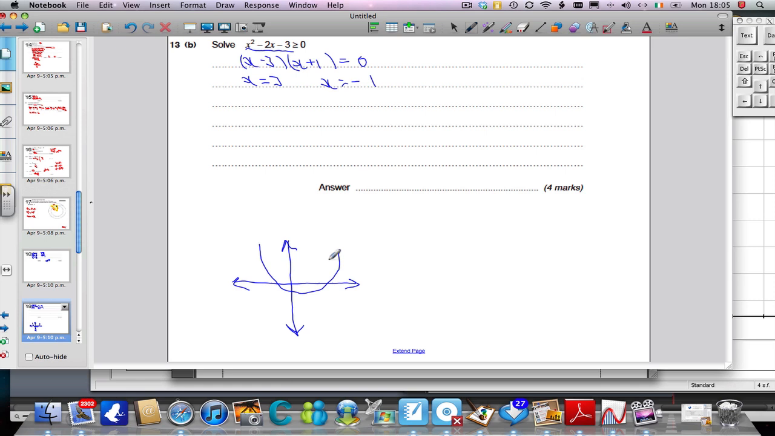It must be greater than or equal to 0 when it's less than or equal to -1 and greater than or equal to 3. So we'll say x must be less than or equal to -1. So everywhere to the left, we get it's greater than 0, and everywhere to the right it's also greater than 0. So where x is greater than or equal to 3.